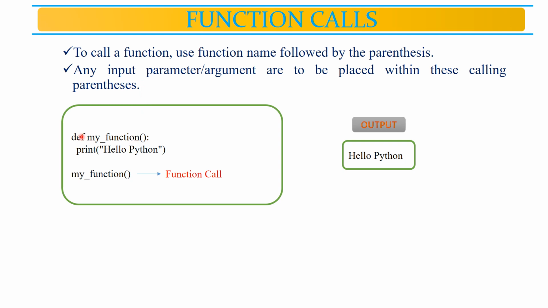Here is a simple example of a function. Here def is a keyword, the function name is my function, no argument is used within the parentheses, followed by a colon, and I just print hello Python. Then this is the function call, using the function name. When you execute this program, it will display hello Python.